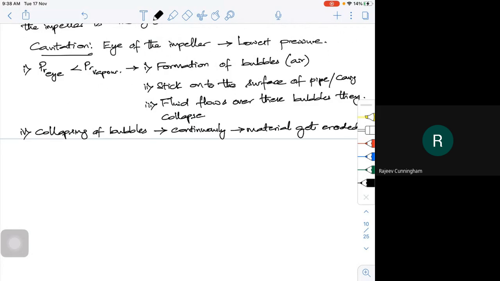So cavitation is a process, something that should not happen. Because of the drop in the pressure at the eye of the impeller below your vapor pressure, there is a formation of air bubbles, and these air bubbles collapse, and this collapsing happens continuously. Then they try to remove the material from your pipe. Because of this, your friction will increase, so there won't be any smooth flow of fluid. So many disadvantages are there. That's why this cavitation has to be avoided. Strictly speaking, cavitation has to be avoided.